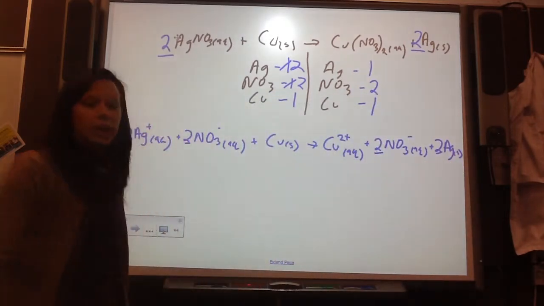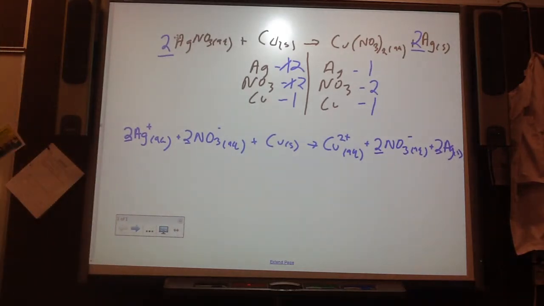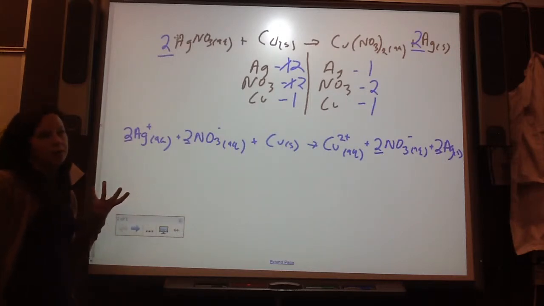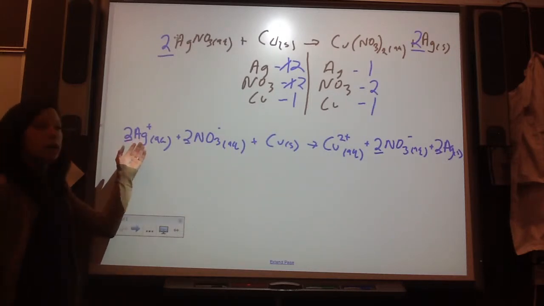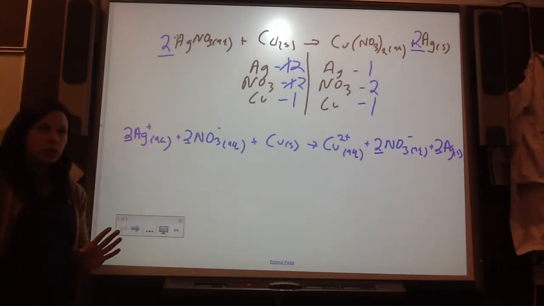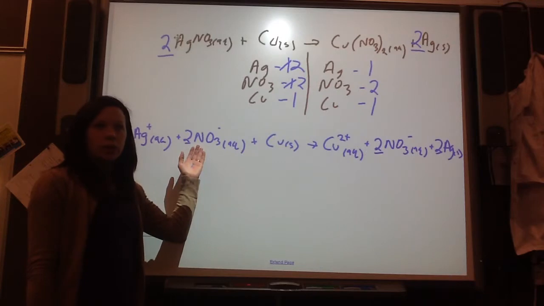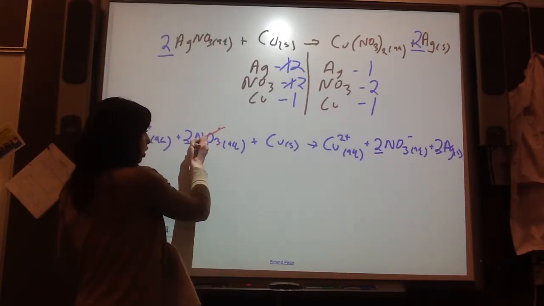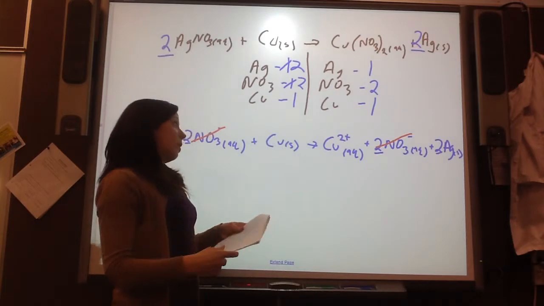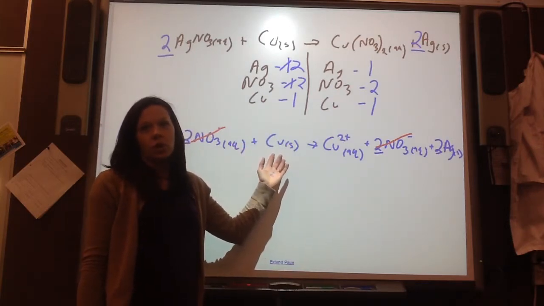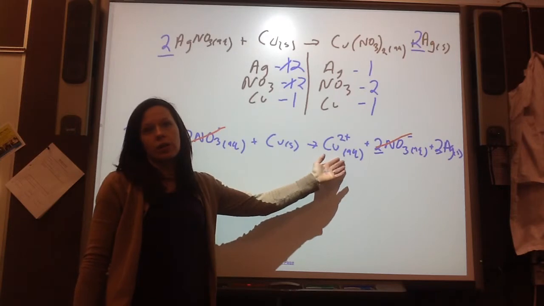So then we cross out things that are the exact same on both sides. Is my silver the exact same on both sides? No. One is aqueous and one is solid, so I need to leave those. Is the nitrate the same on both sides? Yes. So I can cross off my nitrates. Is my copper the same on both sides? No. This is solid and this is aqueous, so I need to leave those.